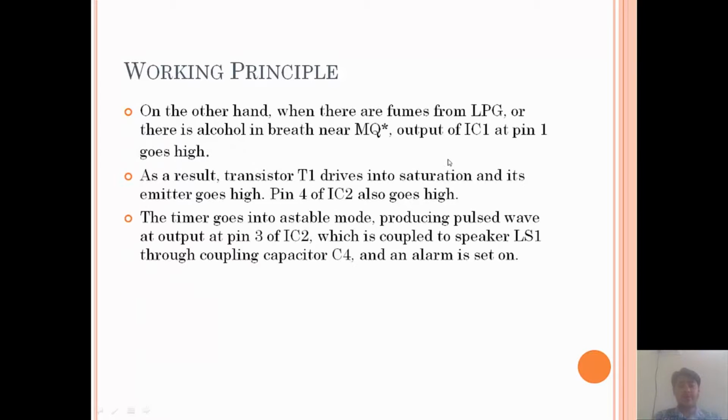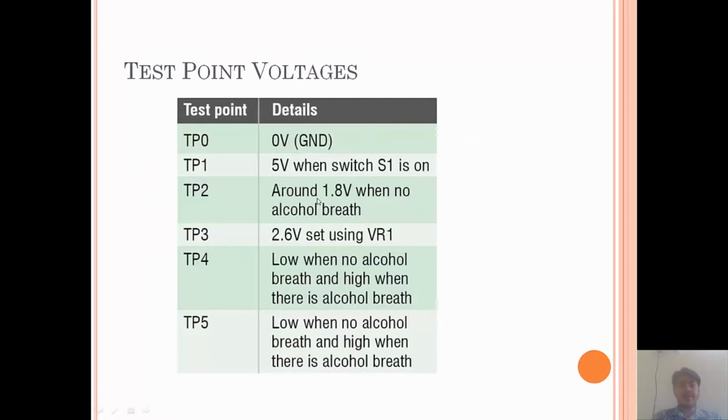On the other hand, if there are fumes, LPG, or alcohol in breath near the MQ sensor, the output of IC1 at pin 1 goes high. As a result, transistor T1 goes into saturation, its emitter goes high, and pin 4 of IC2 also goes high. In astable mode we get the output at the speaker through coupling capacitor C4 and the alarm is set on. So this is our working principle.